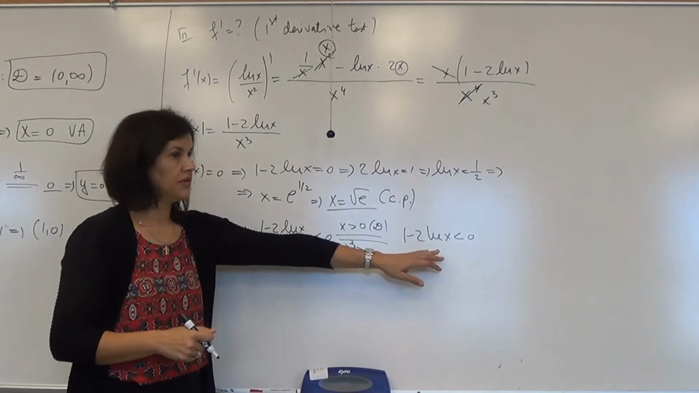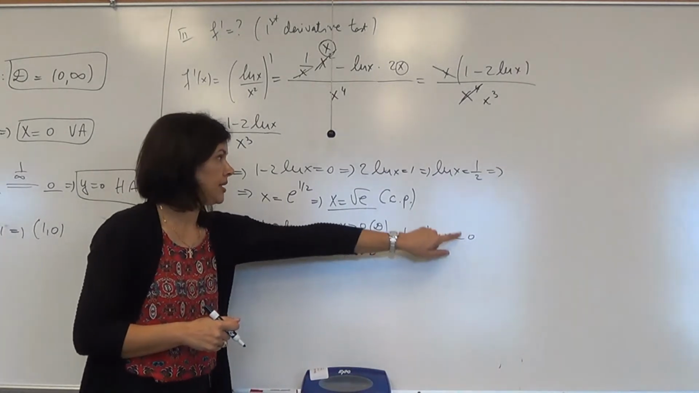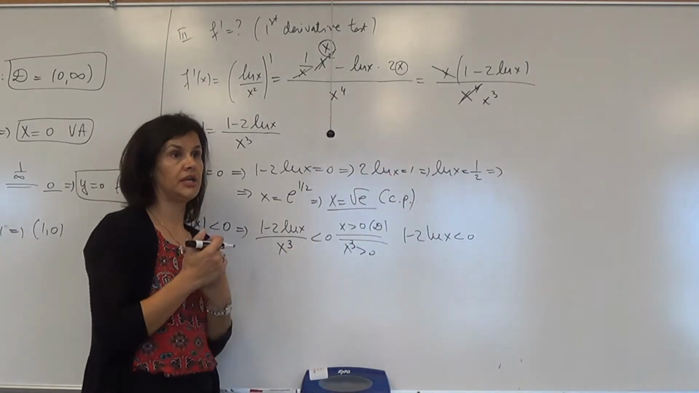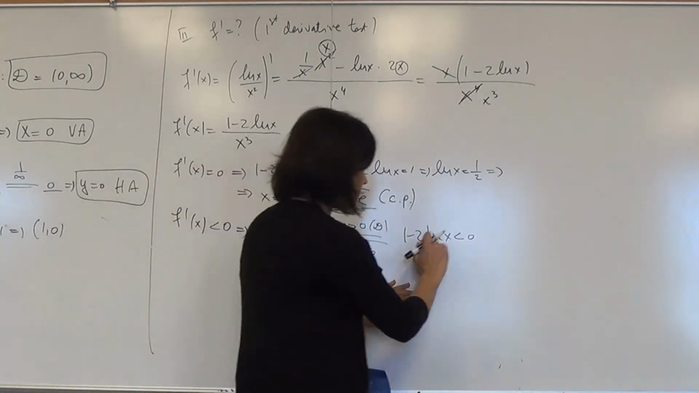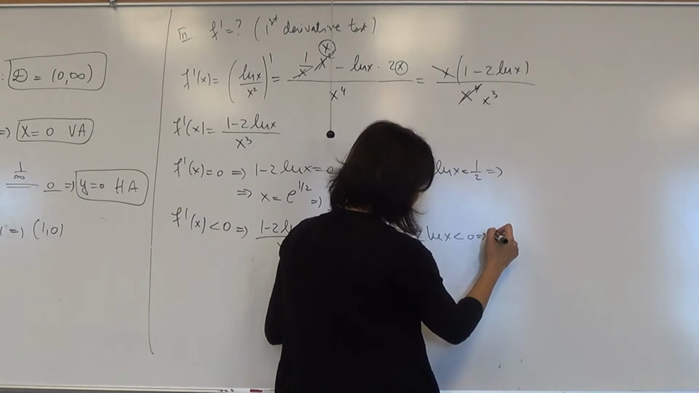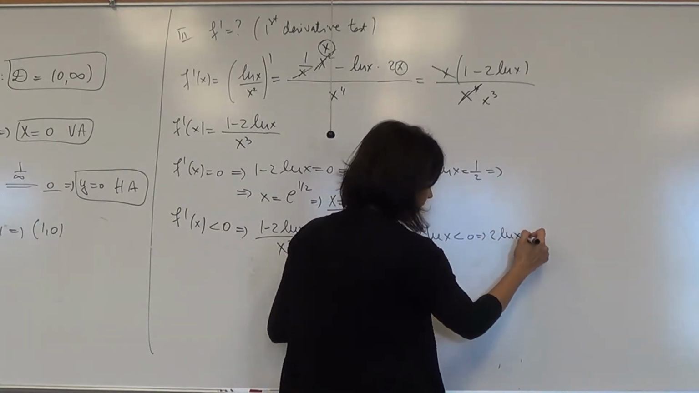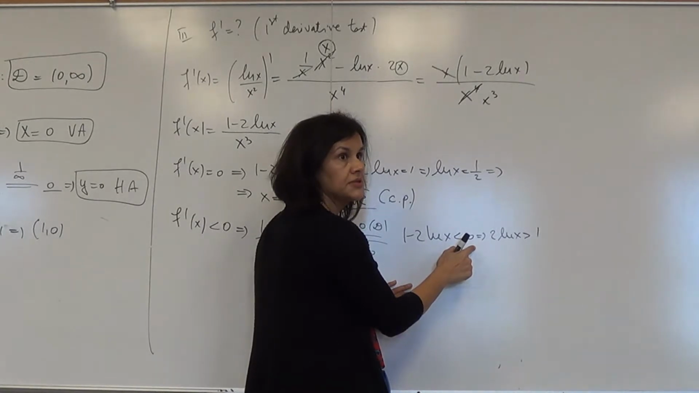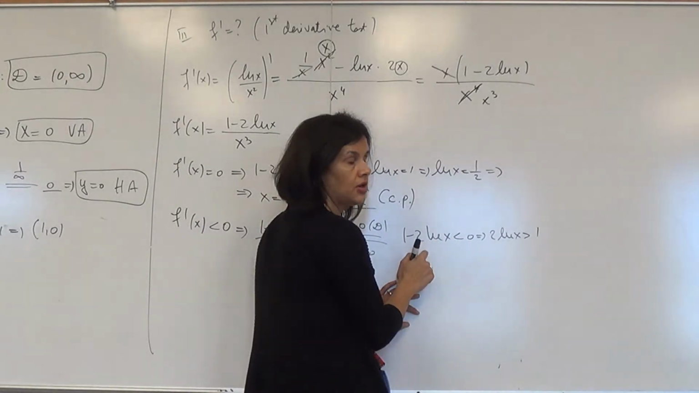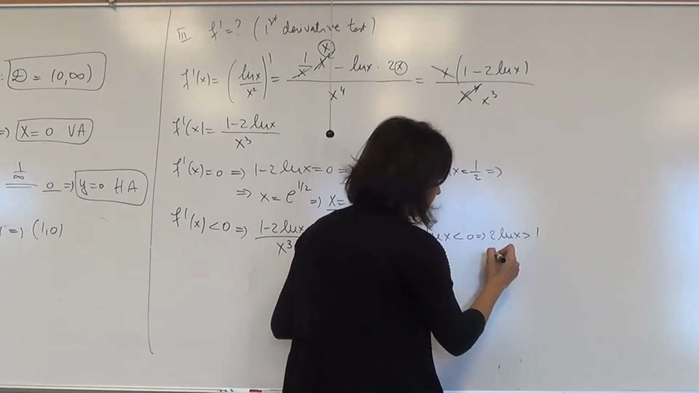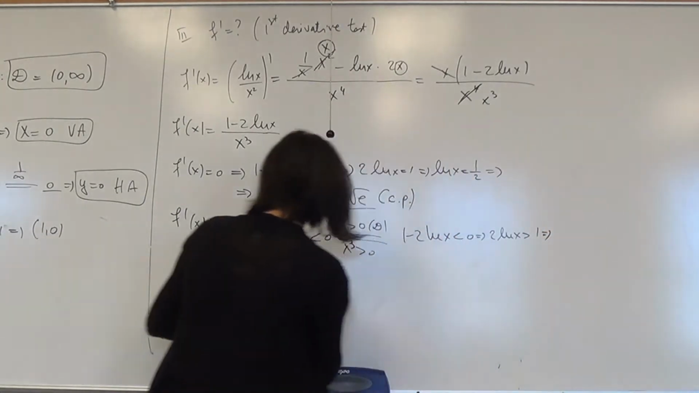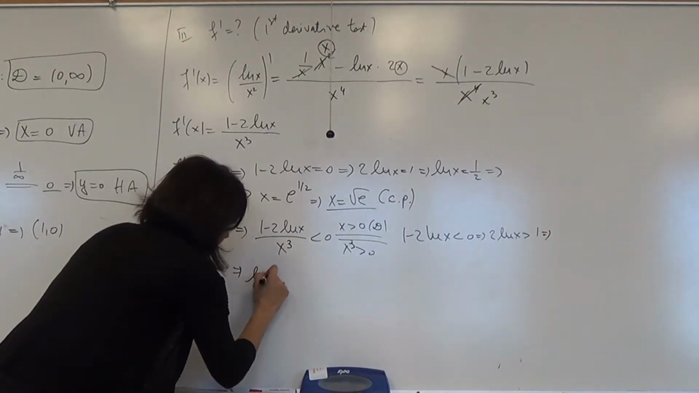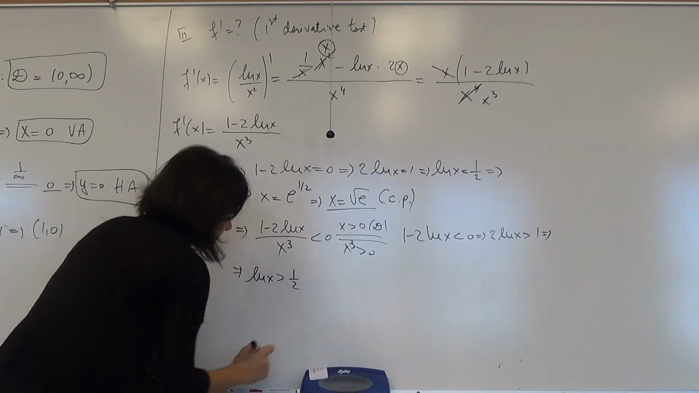So again, you'll solve this logarithmic inequality like you solve the logarithmic equation. So you will move this one to the right, so I'll have 2 ln of x greater than 1. I added 2 ln of x, and then divide by 2. So I'll have ln of x more than 1/2.